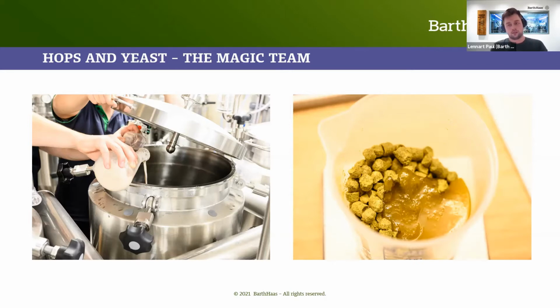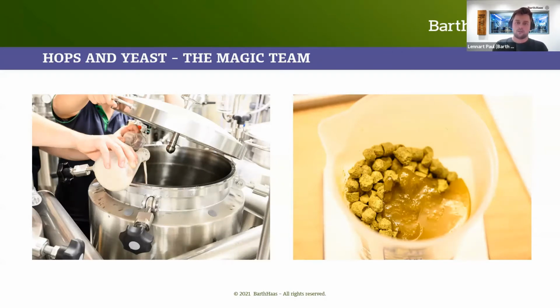So it has huge potential. I would like to first start with talking about the yeast partners, and right afterwards I would jump over to the hop topic. Afterwards I would like to give you some possible process adjustments for enhancing the bioflavoring in your beer.